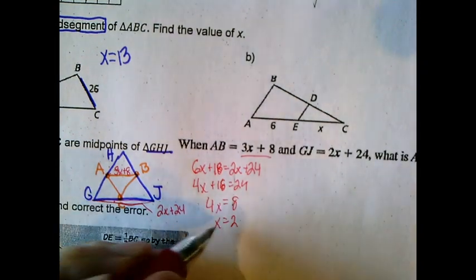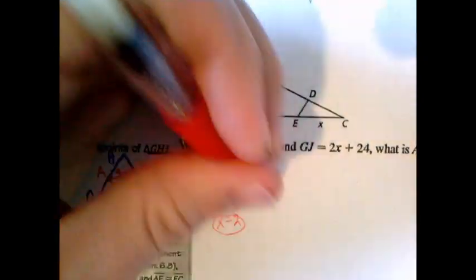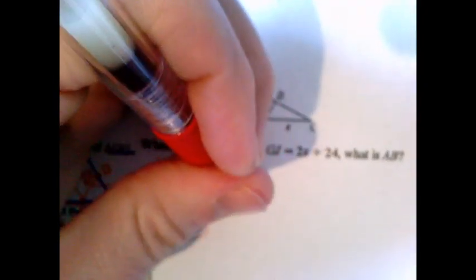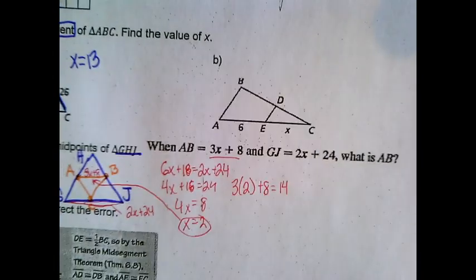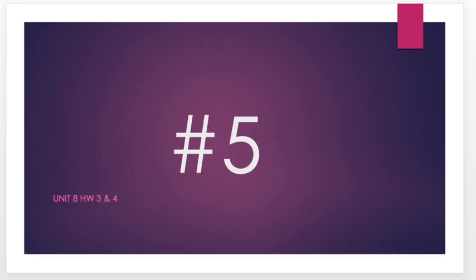All right, and then they want to know the length of AB. So I got to take this, plug it in right there. So it's 3 times 2 plus 8. 3 times 2 is 6. 6 plus 8 is 14. So that's my answer. On we go. Number 5.